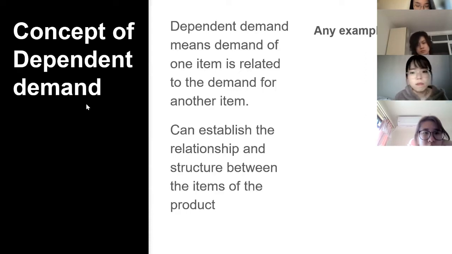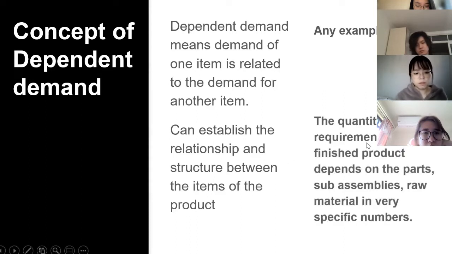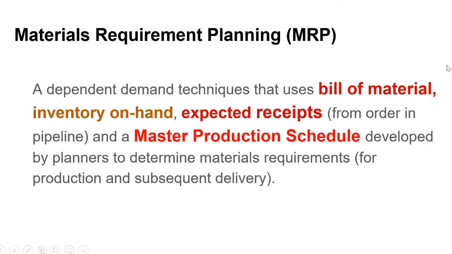The end item or the middle product, okay, right? So the quantity requirements of a finished product depends on the parts, sub-assemblies, raw material in very specific numbers. So that's very important to understand first. So that is the concept of dependent demand, and there are many other things that are explained about dependent demand. Okay, let's see.